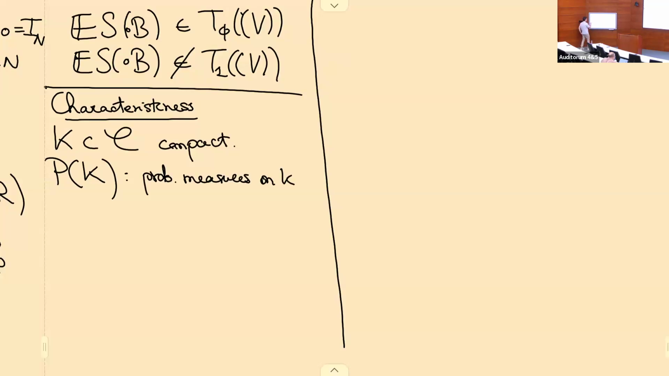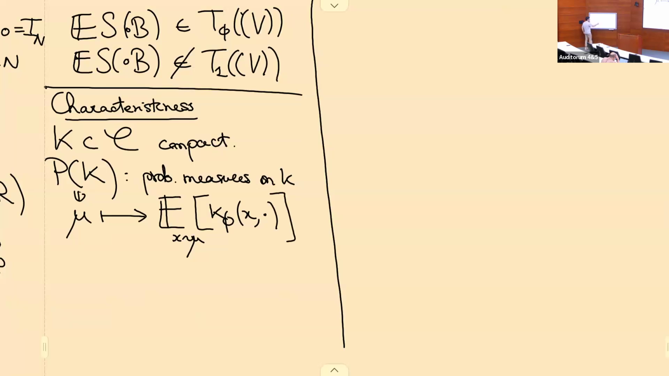Okay, and then what you can do is that if you take a probability measure mu in this space, a measure on paths, you can associate to this measure this object. You can take the expectation of x sampled from this measure mu of K phi, the phi signature kernel, evaluated at x, comma dot. So this is an expectation over the RKHS, so this is an element of the RKHS. This belongs to H phi.